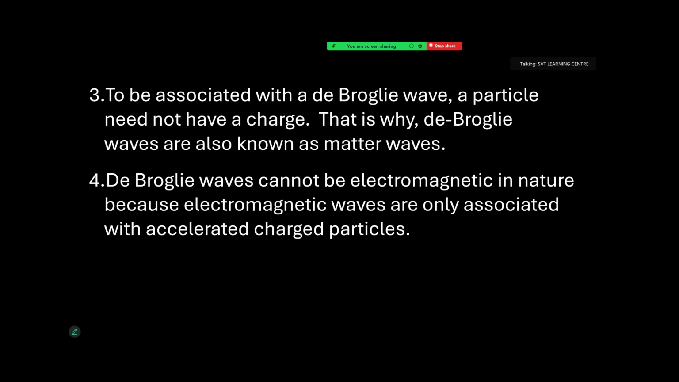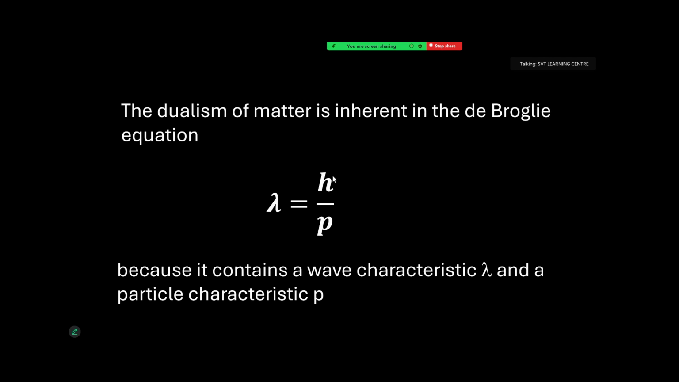De Broglie waves cannot be electromagnetic in nature. So, de Broglie waves or matter waves are very different from electromagnetic waves. They are not waves in the conventional sense, or the waves we have studied till now. They are very different because electromagnetic waves are associated only with accelerated charged particles.